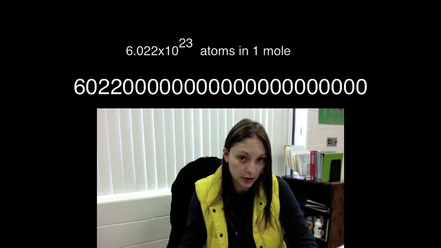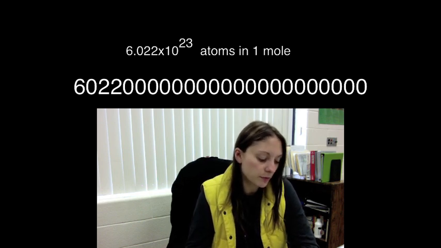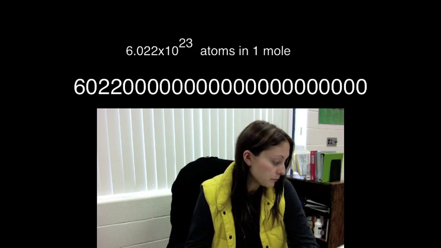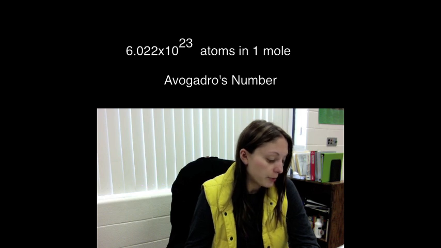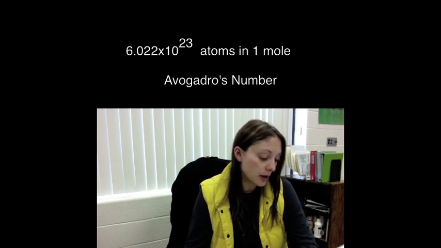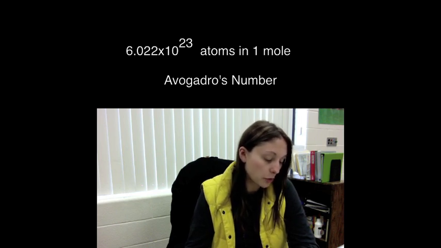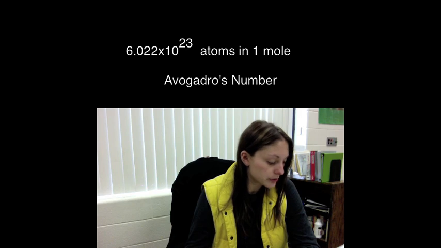And it has been established that in those 12 grams of carbon-12 there are 6.0221367 continuing times 10 to the 23rd particles, atoms, ions, molecules, or formula units in 1 mole. We call this number Avogadro's number, and it's in honor of Amedeo Avogadro. He did a lot of work with atoms and molecules.